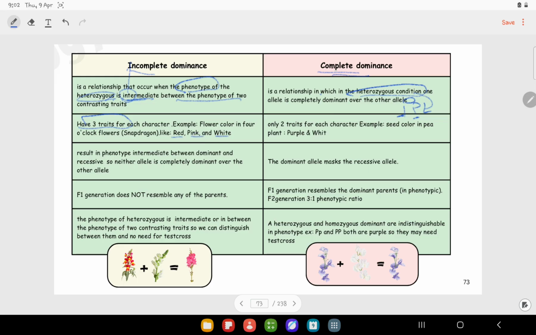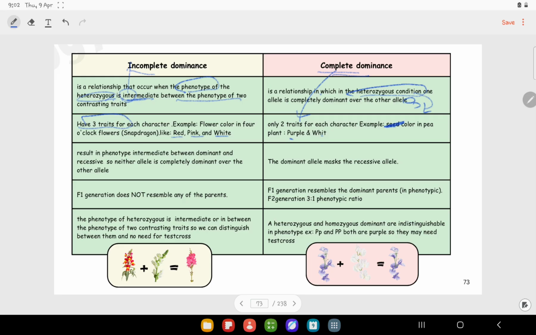But for complete dominance, we have only two traits. For example, for the flower color, we have purple and white. For seed color, we have green and yellow. Please correct this to the flower color.